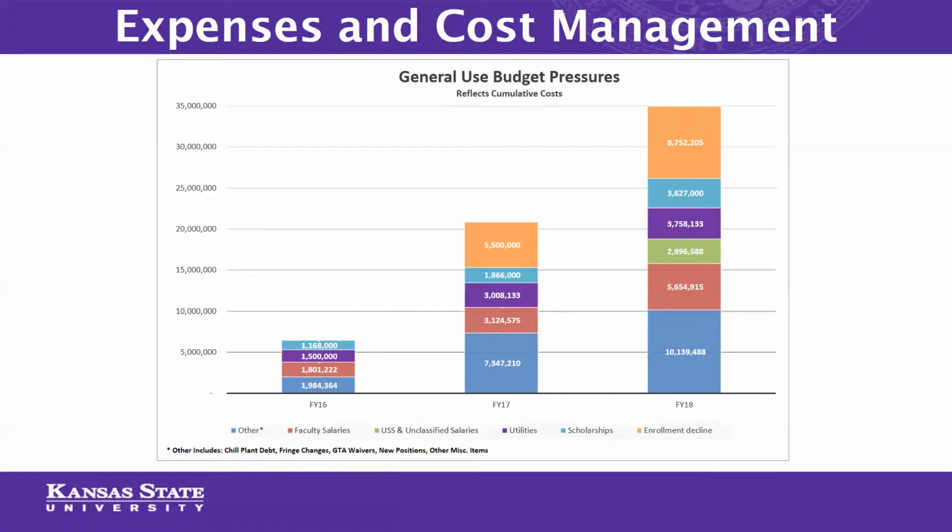The last one that you might see, which really starts picking up in 17 and then 18, is our enrollment decline. So it's a loss of revenue. I'm sort of treating a revenue as an expense in this view, but it's a budget pressure that we face in terms of we have less students here on campus, so we're generating less revenue. So we have to address that as part of our budget balancing every year.